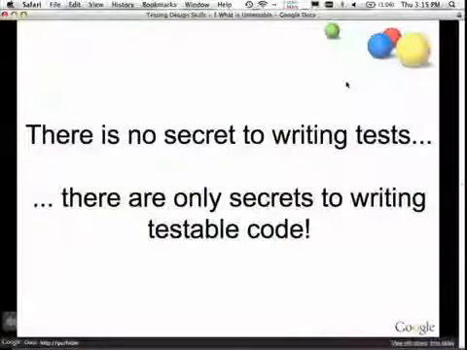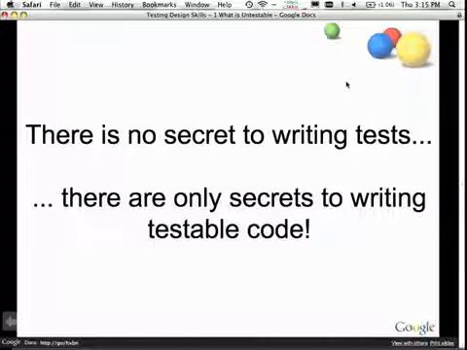So here's the thing. There is absolutely no secret to writing tests, none whatsoever. The only secrets are in writing testable code. And that's what we want to talk about. It sounds like you're already ahead of the game and you already know that the answer is unit testing, but most people aren't that far along, and most people are still stuck on the premise that there's some secret sauce to testing, which there isn't.